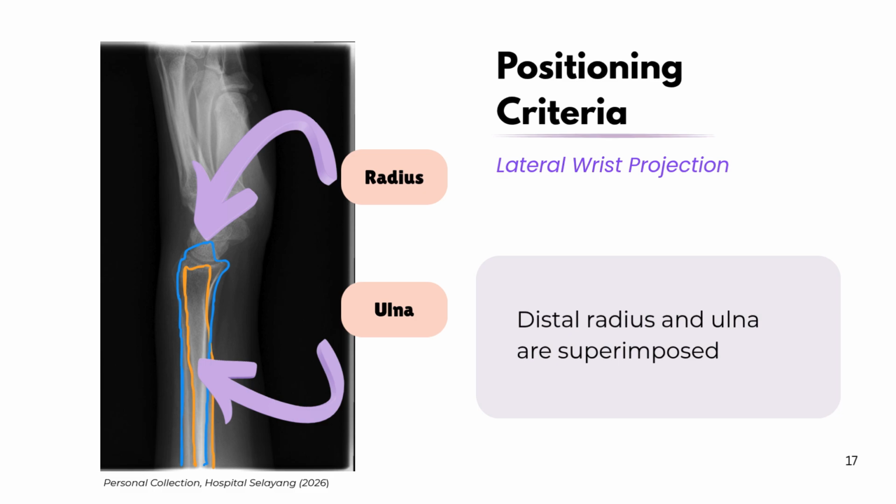The first positioning criterion for a true lateral wrist projection is the superimposition of the distal radius and ulna. As shown in this radiograph, the distal radius and ulna are closely superimposed, indicating minimal rotation of the wrist. This confirms that the wrist has been positioned correctly in a true lateral position.